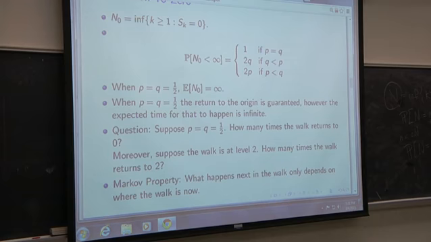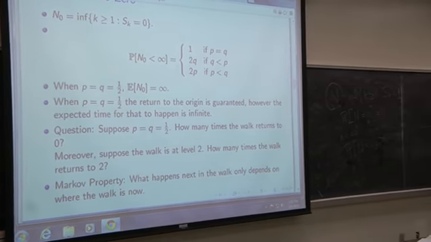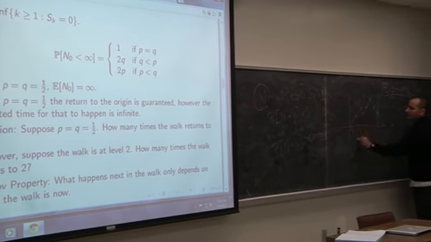So whatever happens here in the future, given that I am at level 1, how do I get here? It really doesn't matter.